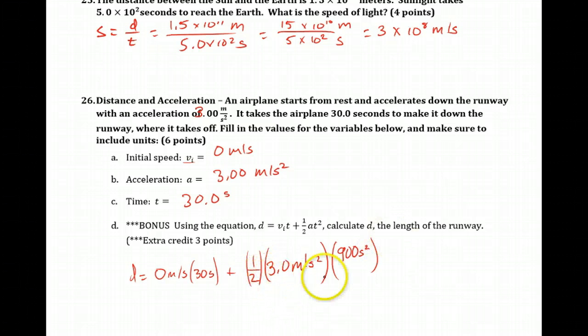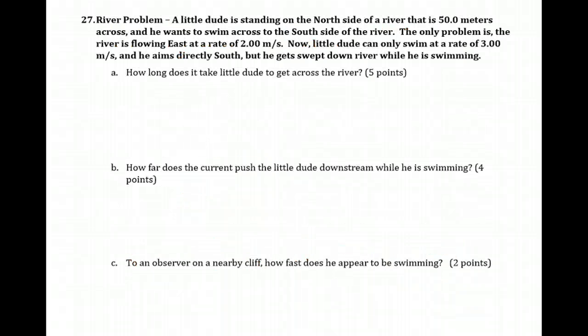Then you can go ahead and multiply this out. This will cancel here. This will cancel here. You've got 3 times 900, which will equal 2,700 meters, times 1/2, which is 1350 meters. All right, the river problem.